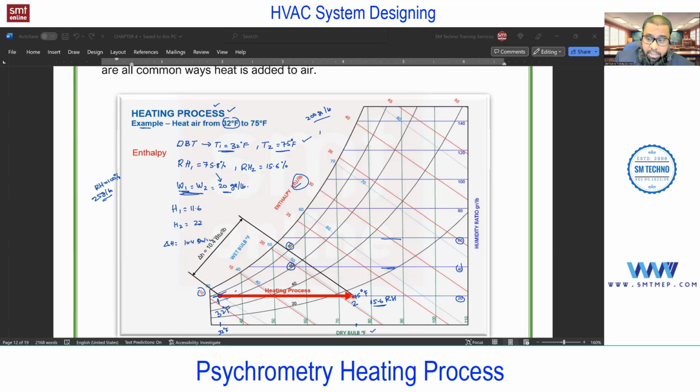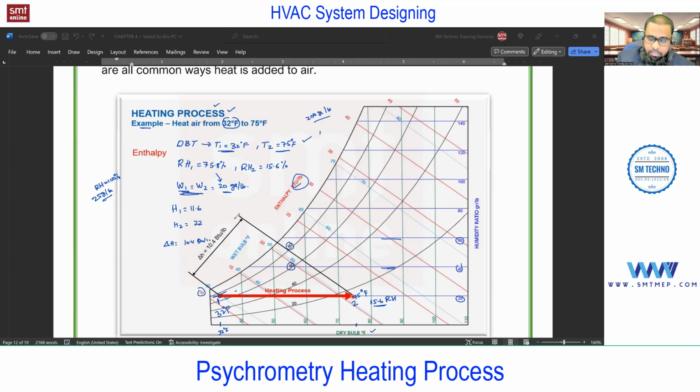Okay, so this is the heating process. It means if you add heat, that is sensible heat, the temperature will increase and the humidity ratio is going to be constant. RH will reduce and the humidity ratio is going to be constant. So this is only the heating process. We are not adding or removing moisture. This is one process.